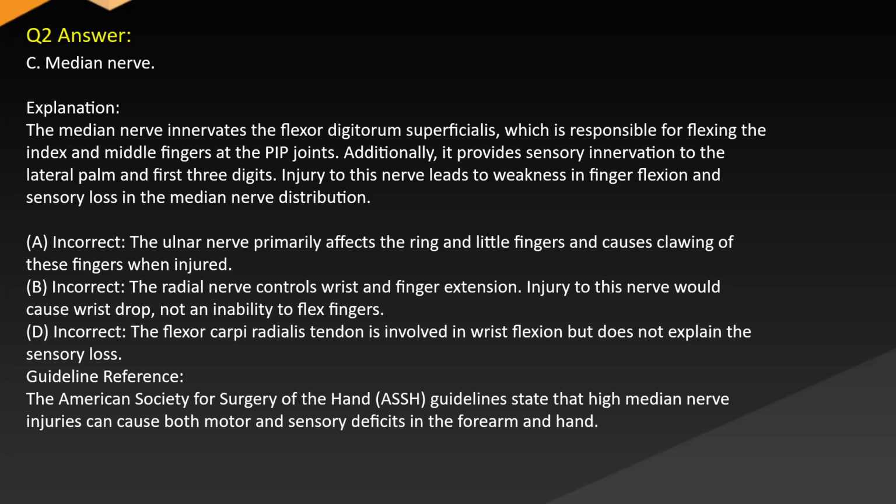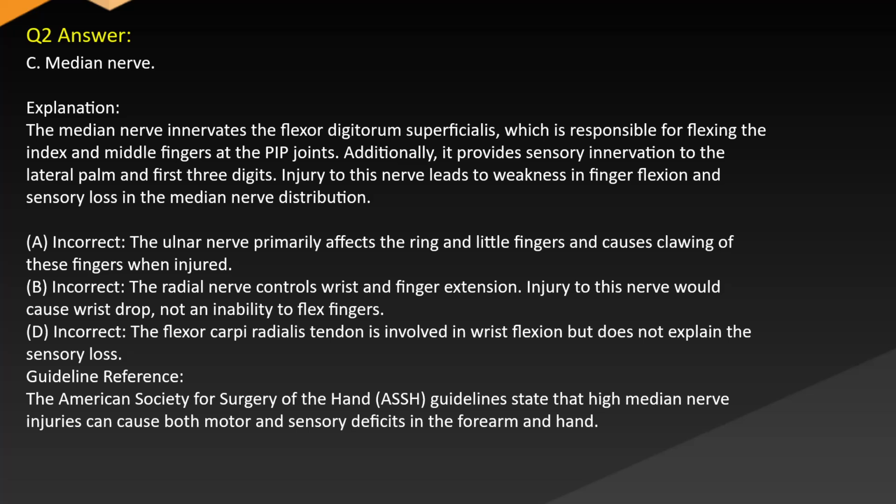A. Incorrect. The ulnar nerve primarily affects the ring and little fingers and causes clawing of these fingers when injured. B. Incorrect. The radial nerve controls wrist and finger extension. Injury to this nerve would cause wrist drop, not an inability to flex fingers. D. Incorrect. The flexor carpi radialis tendon is involved in wrist flexion but does not explain the sensory loss.